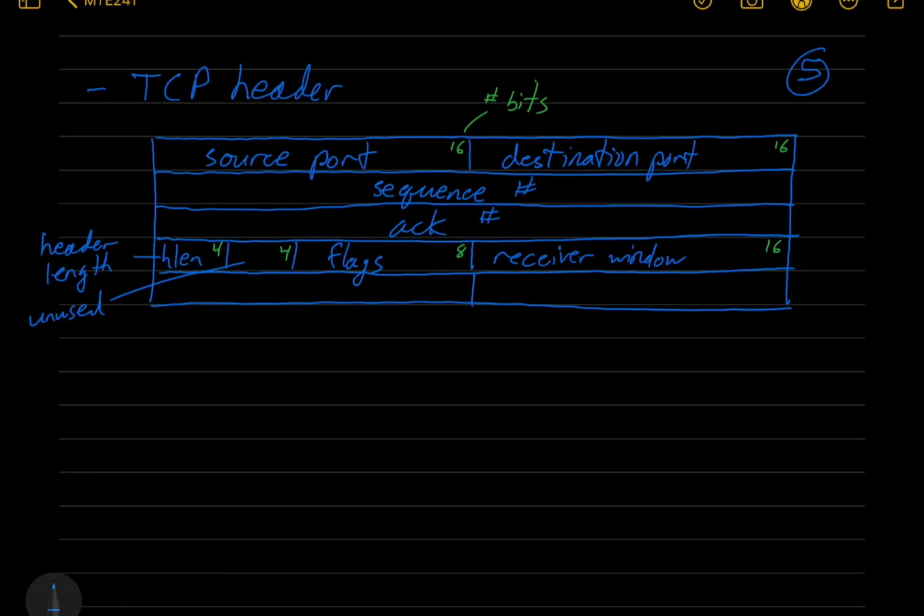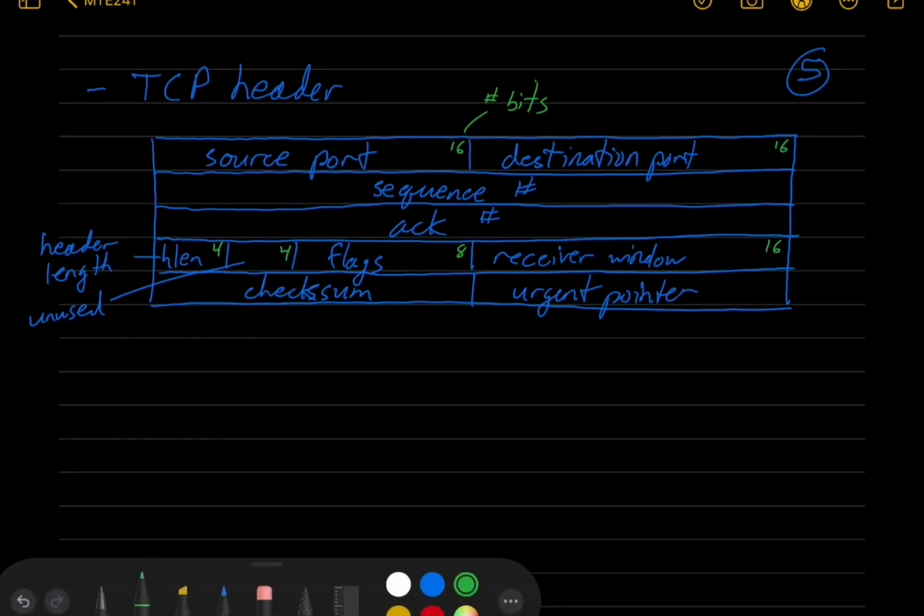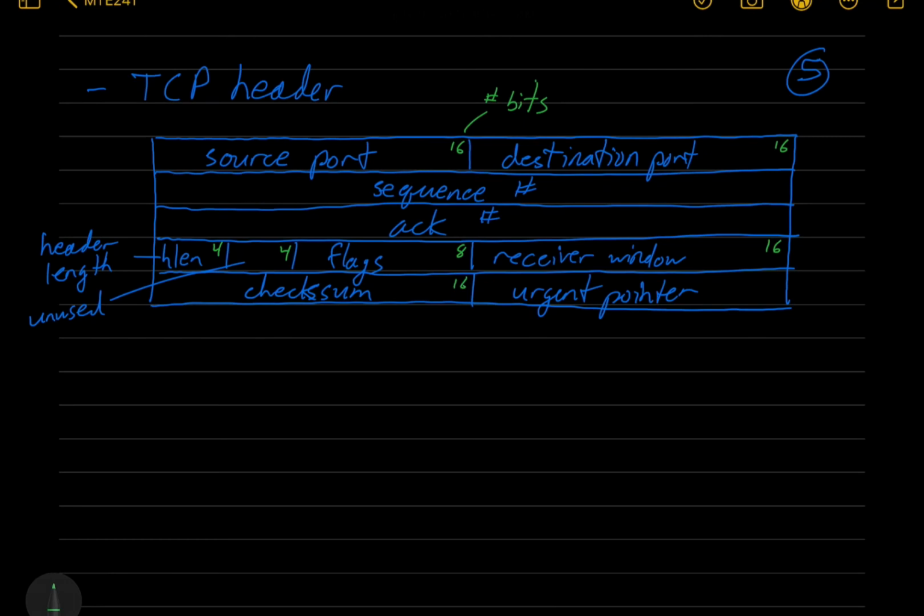And the next line is divided into 2 parts. So we've got the checksum and something called the urgent pointer. So the checksum is used to check the integrity of the data that's coming after the header. The urgent pointer was envisioned as a way of saying to the other end of the TCP connection that the data up to whatever byte is indicated there is very important and it needs to be delivered to the application immediately. In practice, it's not used these days.